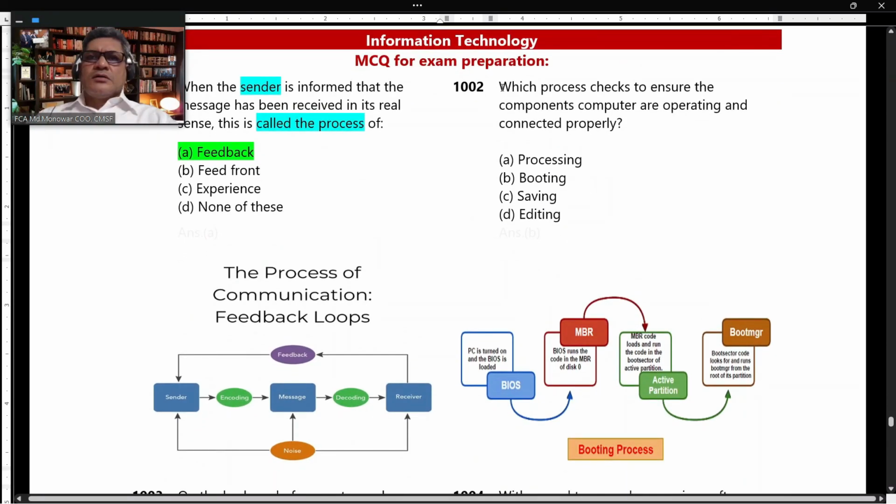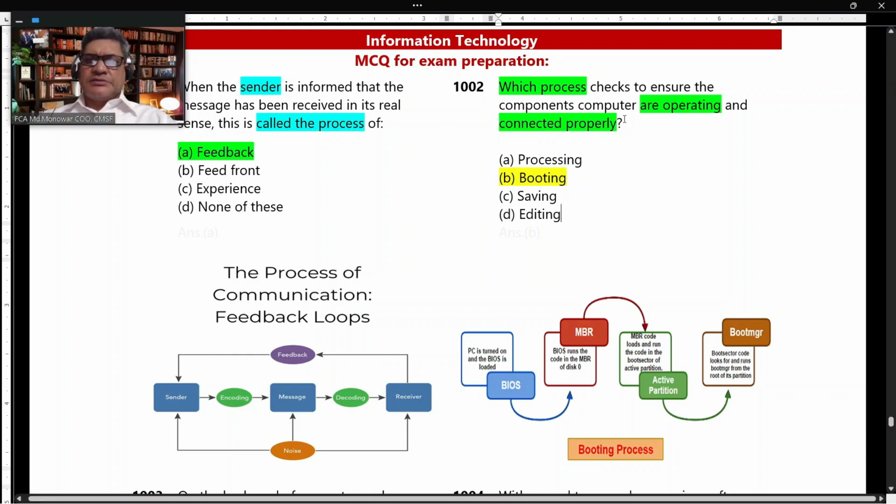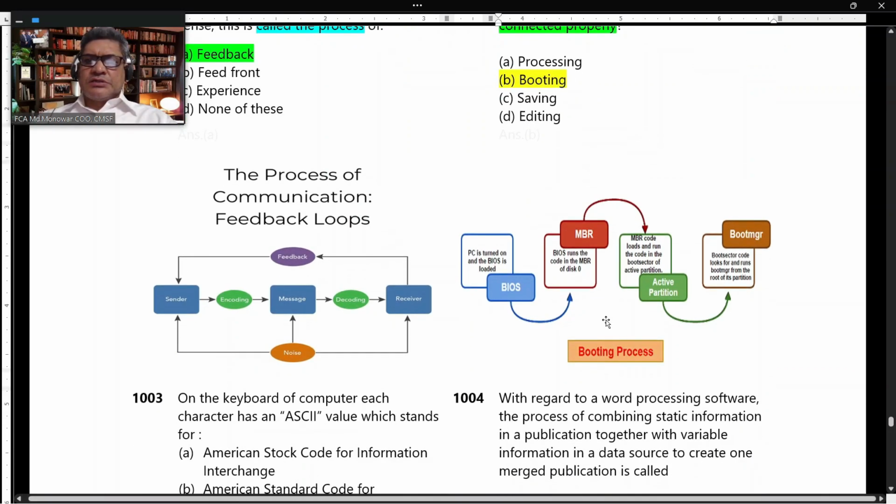Number 2, which process checks to ensure the components of the computer are operating and connected properly? We have 4 answers here, but the real answer is booting. So we can say the booting process is to ensure the components of the computer are operating and connected properly. Answer booting. Look here, this is the booting process.